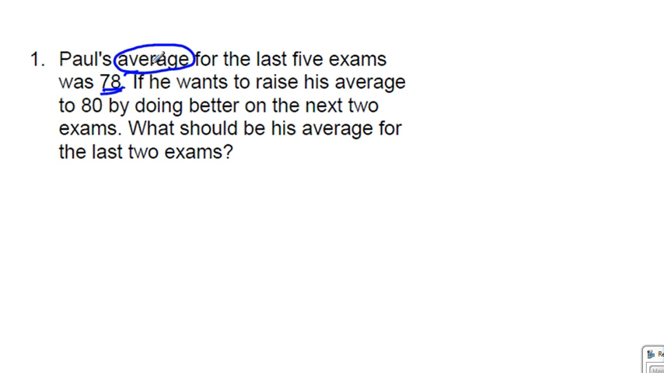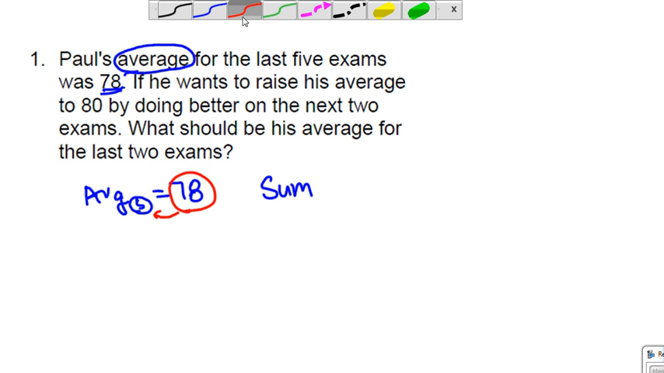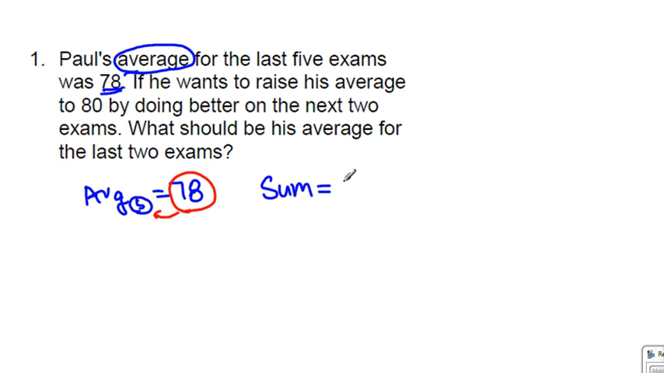Now, whenever you use the word average, what we need to think about is the sum. So here we have average of 5 exams was 78. Now, what does that mean? The sum can always be calculated by multiplying the average by the number of data. So, therefore, we're going to have 78 times 5. Now, here we're going to have 390 as our sum.